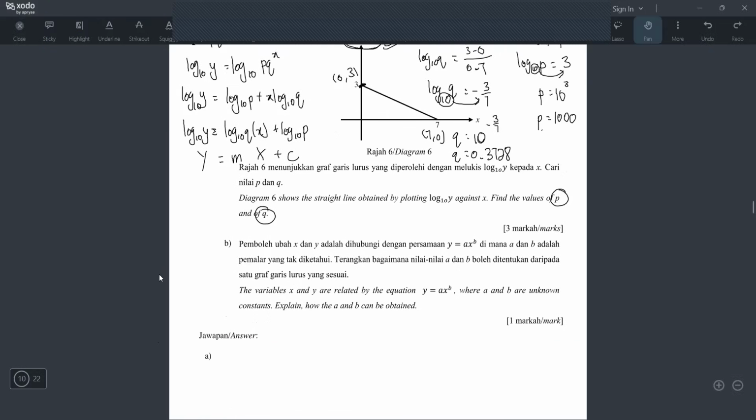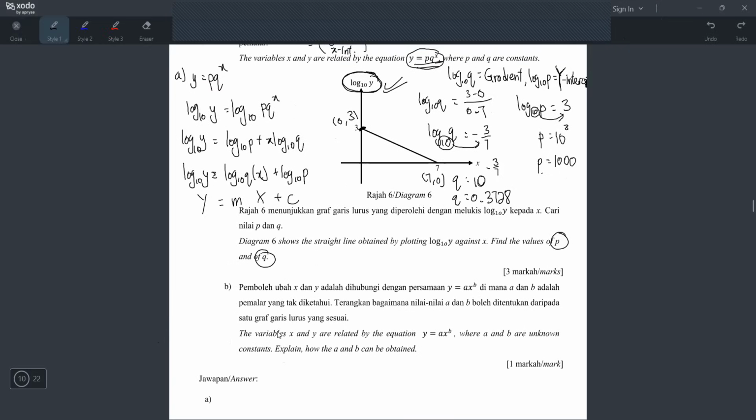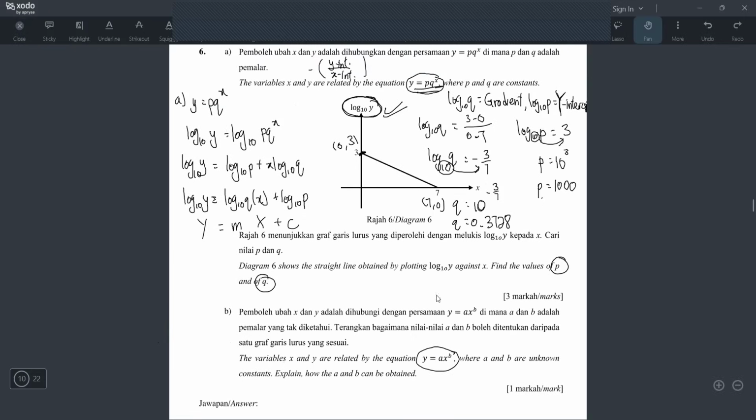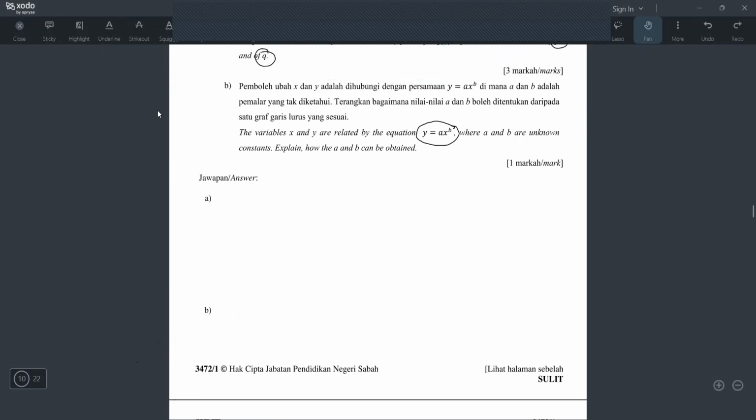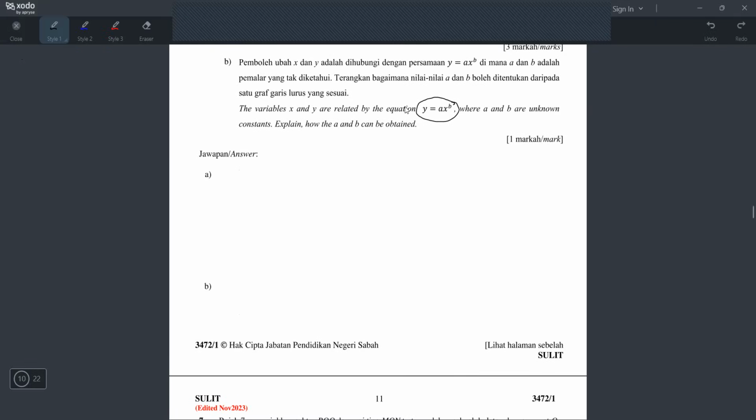All right, let's continue with question B. So is the B question related to A? I don't know. Let's read the question. The variables x and y are related by this equation. So as you can see, this equation and this equation are not the same equation. So I think the B and A questions are not related. So I think I can just scroll down. Okay, let's just do this question.